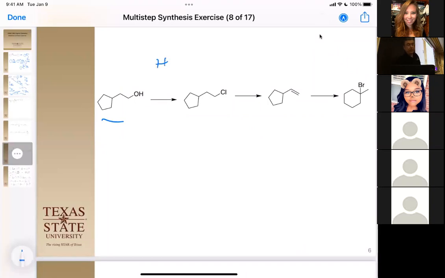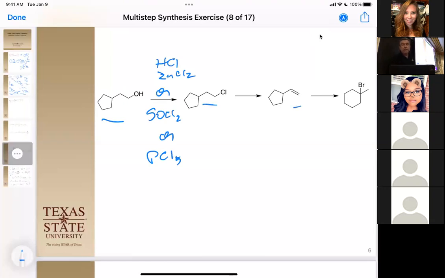Okay, HCl, but what do you have to add to it? This is the one you have to add zinc chloride. It doesn't work without the zinc chloride. Or SOCl2 or PCl5. Any of those can make that compound. And then we want to make sure that we dehydrohalogenate to get our alkene.